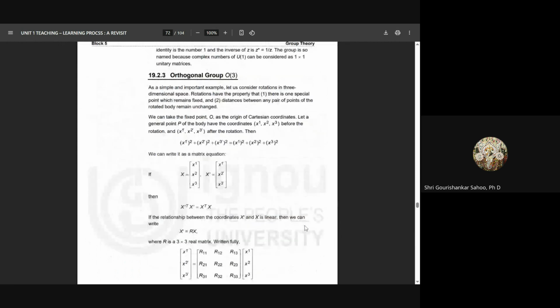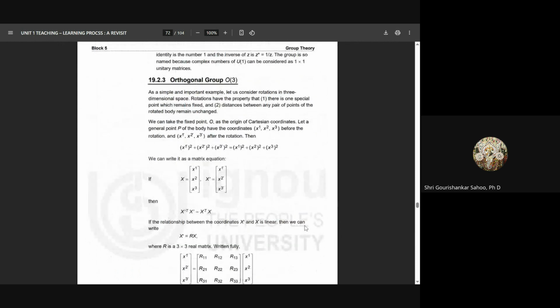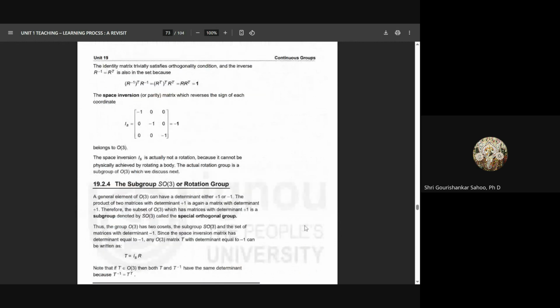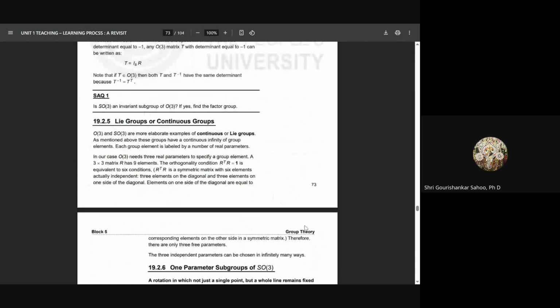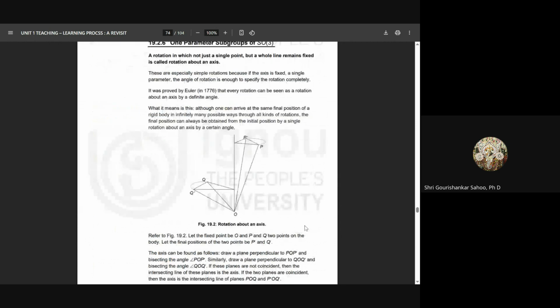Then the orthogonal group. Space inversion is a matrix which reverses the sign of each coordinate. So it can be written as the matrix with -1, 0, 0; 0, -1, 0; 0, 0, -1, which is equal to -1 times the identity, which belongs to O3. So it is all about orthogonal transformation. Then Lie groups: O3 and SO3 are more elaborate examples of continuous groups, or Lie groups.